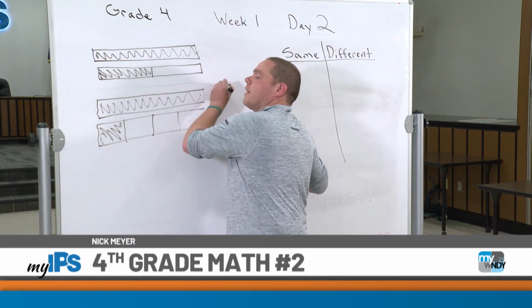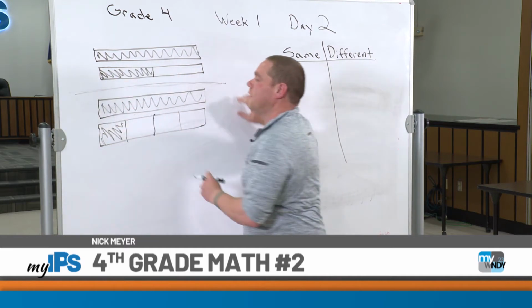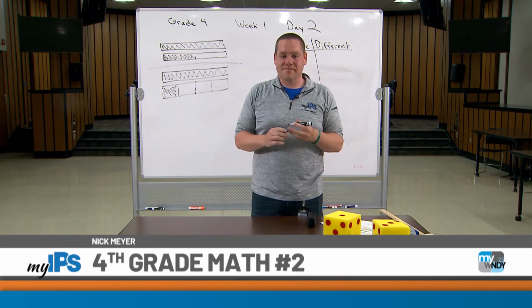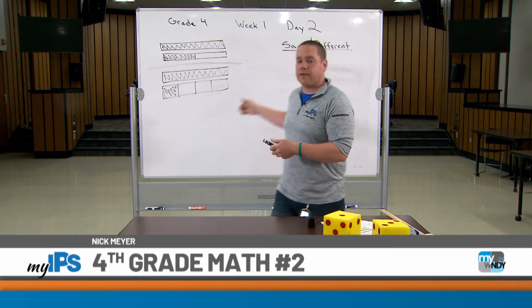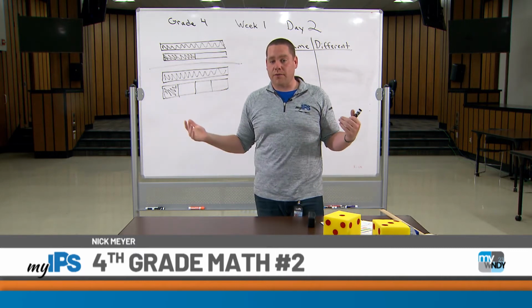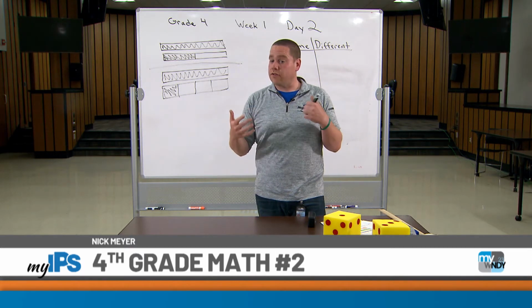I probably should have said that clearer in the beginning. But what's different between here and here? And once you have that figured out, just fill it out in your T-chart. What's the same? What's different? No idea is right or wrong. You guys get to just use your own mind.